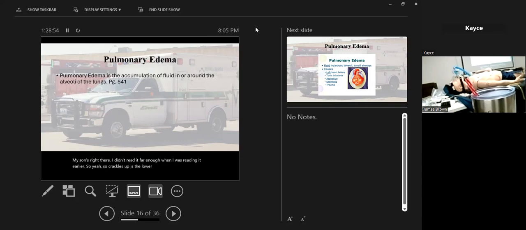Rhonchi is a low-pitched sound that resembles snoring or rattling, caused by secretions in the larger airways. You may be seeing pneumonia, bronchitis, aspirated breathing. Between crackles and rhonchi, it's not always obvious and it's somewhat subjective. So usually rhonchi is an upper airway, so it's in your bronchioles, but usually an upper airway.